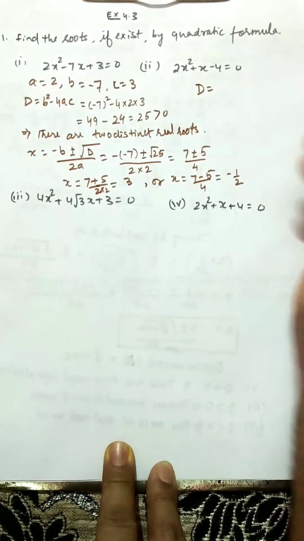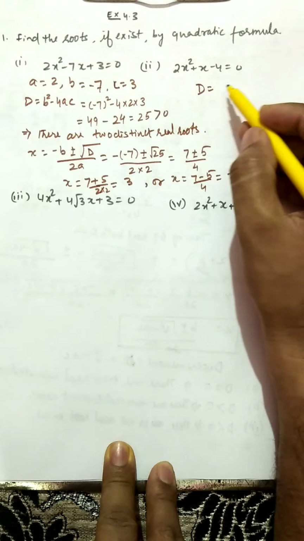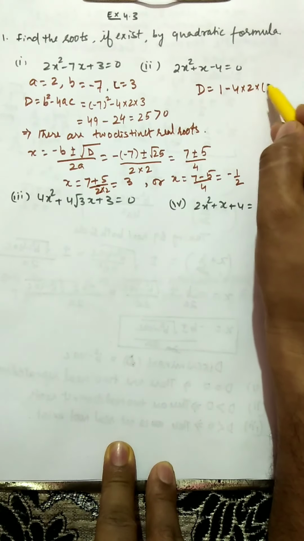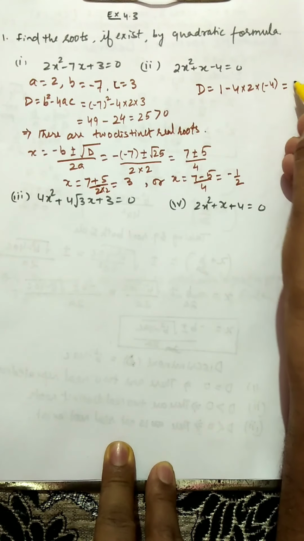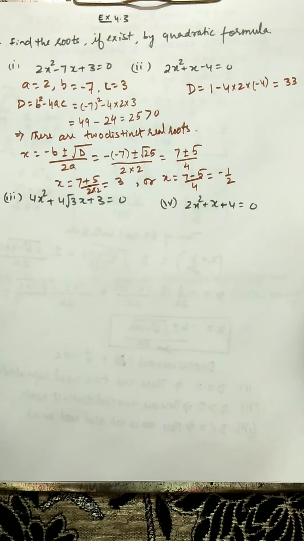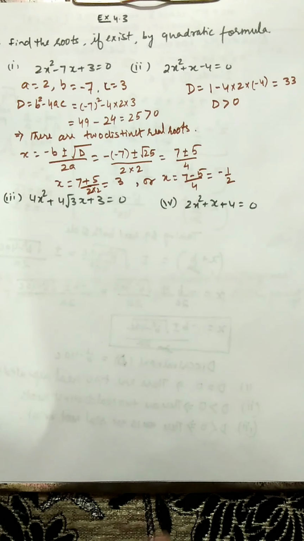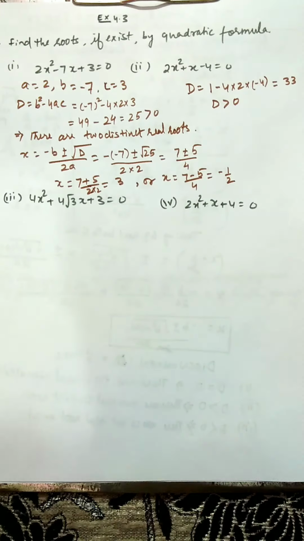So I am now putting the values directly. b square means 1 square minus 4 into 2 into minus 4. So this is 16 and 32, and this is going to be 33. So you can see that d is greater than 0. When d is greater than 0, it means two distinct roots exist, and similarly you can find them with the help of this formula.